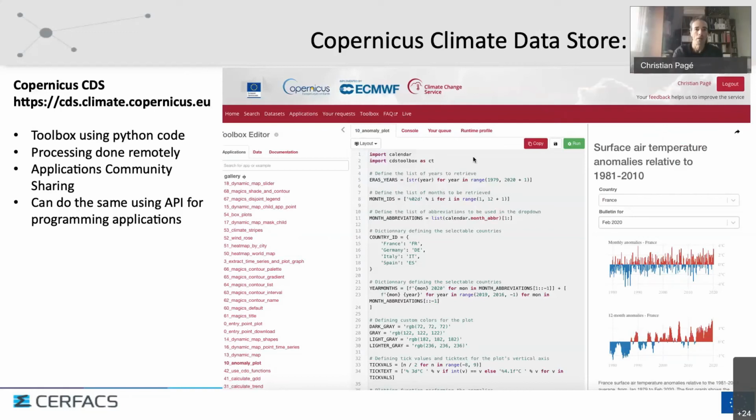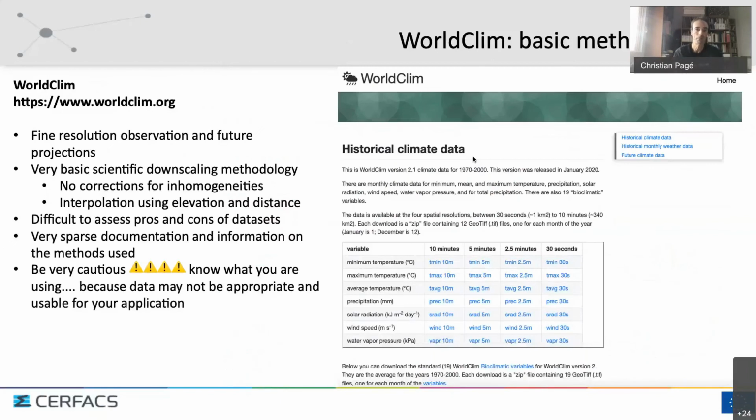So there's applications and community sharing. This is what I used, and you can do the same using the API to develop complete applications. There's also MoreClaim. I think many of you may have heard about it. It has really fine resolution, observation, and future projections, but it has a very basic scientific downscaling methodology. So be careful in using that. There are no corrections for inhomogeneities, for example. It's mainly interpolation using elevation and distance.